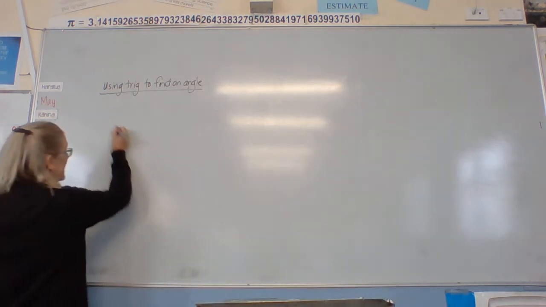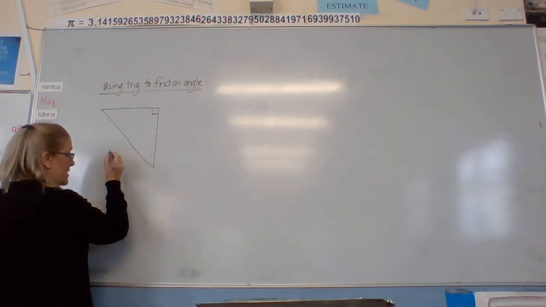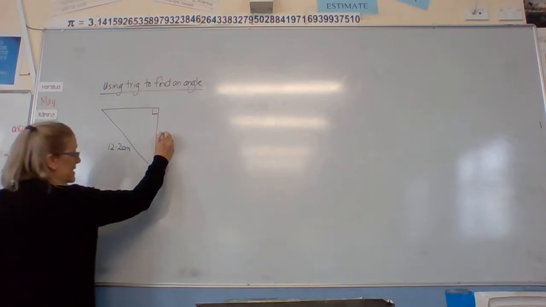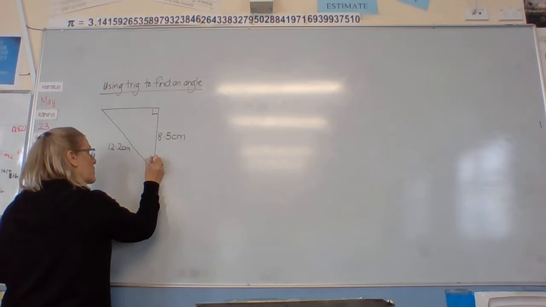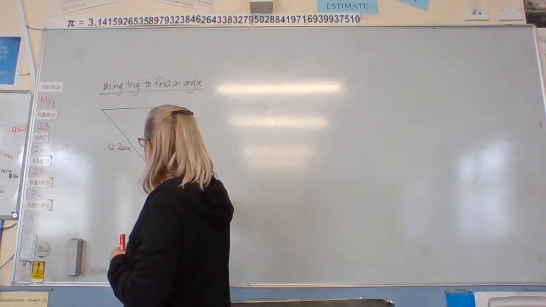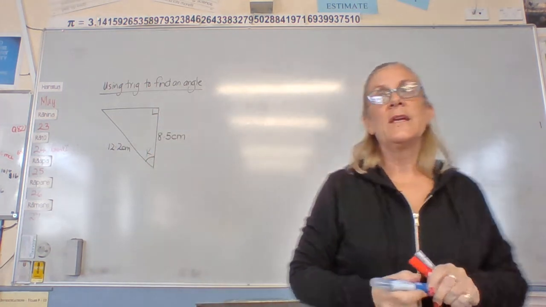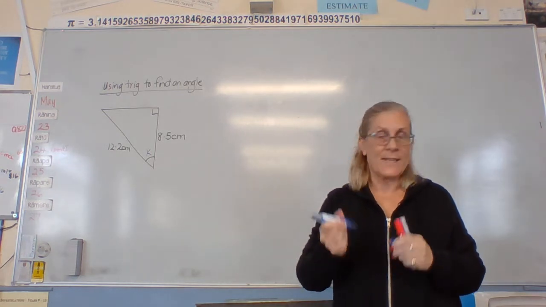So if we have a triangle and we've been told that this side is 12.2 centimetres, this side is 8.5 centimetres, and we want to find this angle, let's call it K. K is a good letter. All right. Our rules are exactly the same. Well, they start exactly the same.